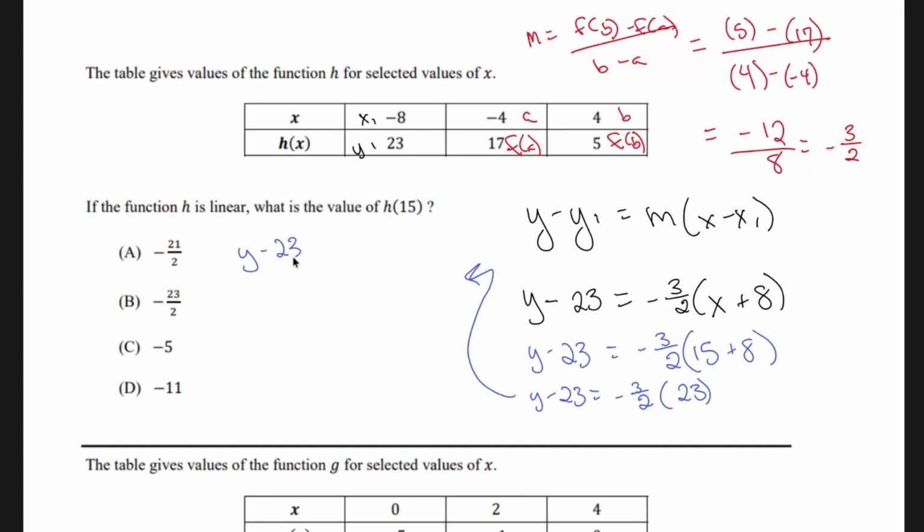Y minus 23 equals, let me see, 3 times 23 will be 69. It's going to be negative 69 over 2. Oh boy. I'm going to add 23 to both sides. Now, since this is over 2, I'm going to turn 23 into something over 2, and that's going to be 46 over 2. So I'm going to add 46 over 2. I'm sure you saw what I did there, AP Precalculus students. Okay, negative 69 plus 46 is going to be negative 23.